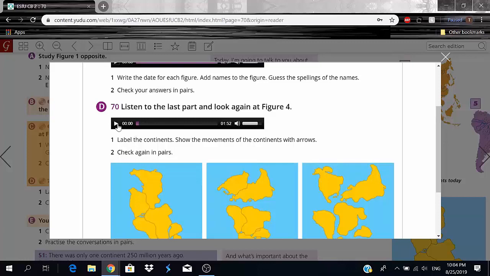Okay, here we go. 70. Exercise D. Listen to the last part and look again at figure 4.